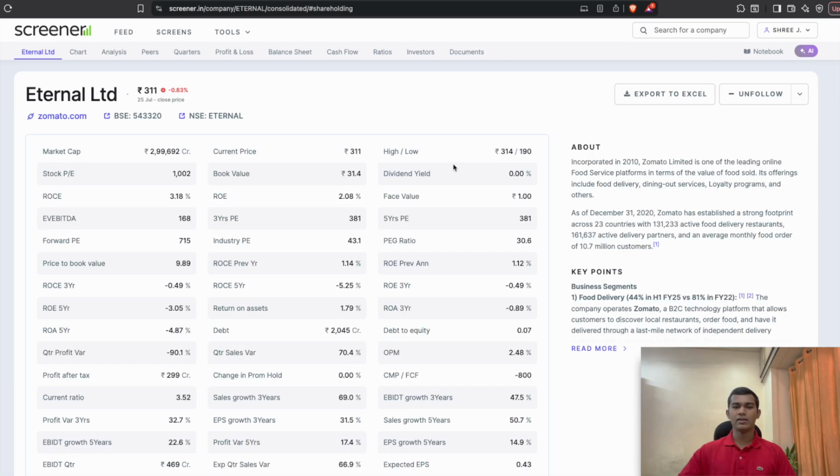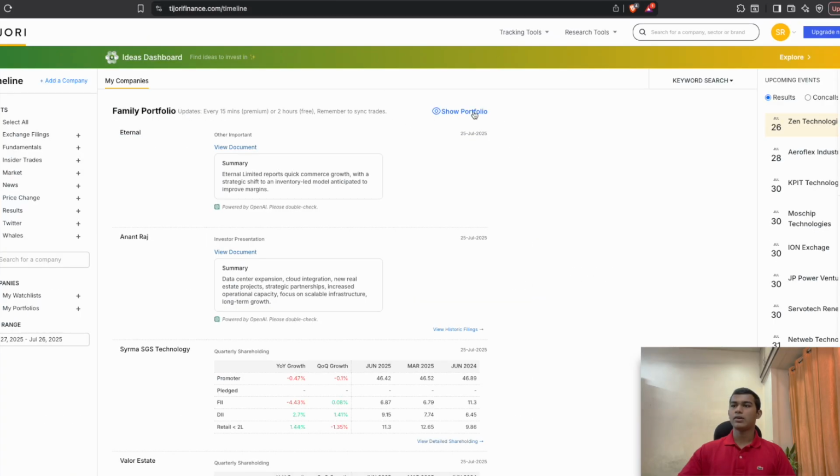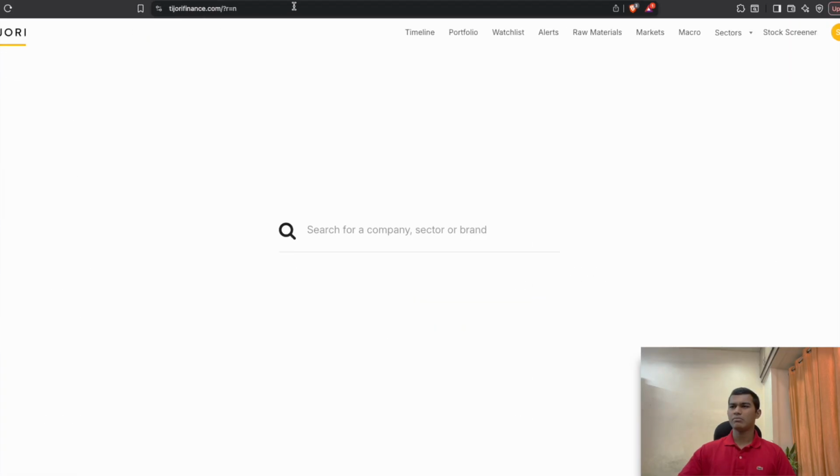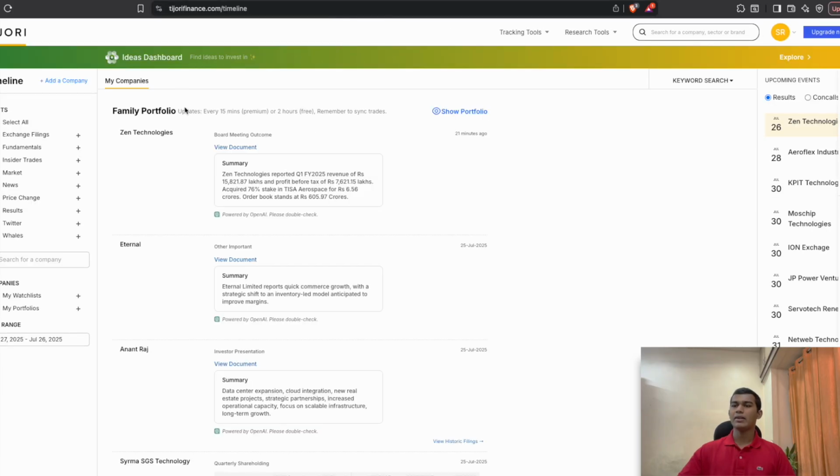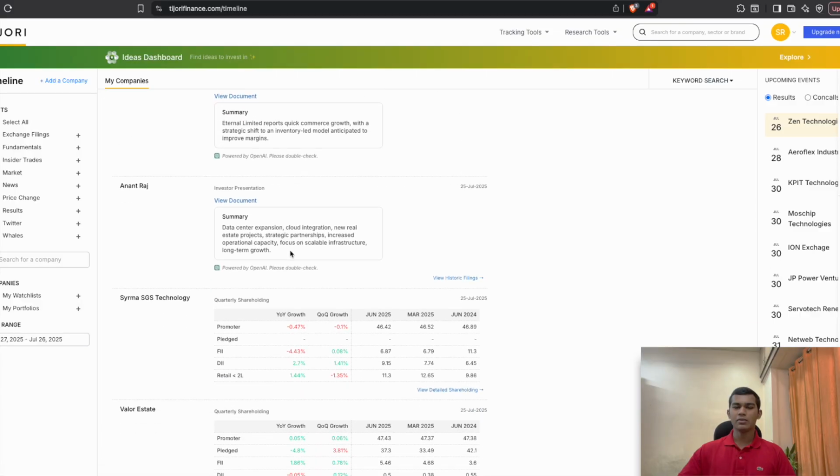So move to the second website. The second website is Tijori Finance. You can look at its website. Then there's the timeline, where you'll understand the different companies that you track. Here also, similar to Screener, you can see which companies have results coming up and which companies have con calls coming up. Here you can also get a summary of the documents that companies have submitted, basically similar to the Screener interface.